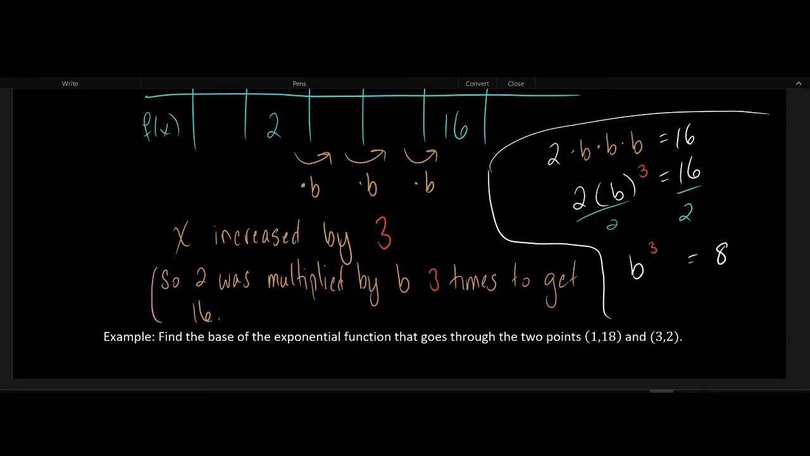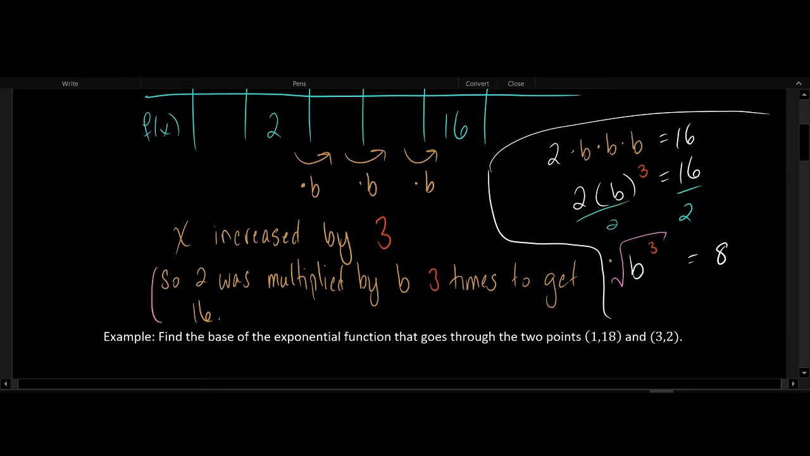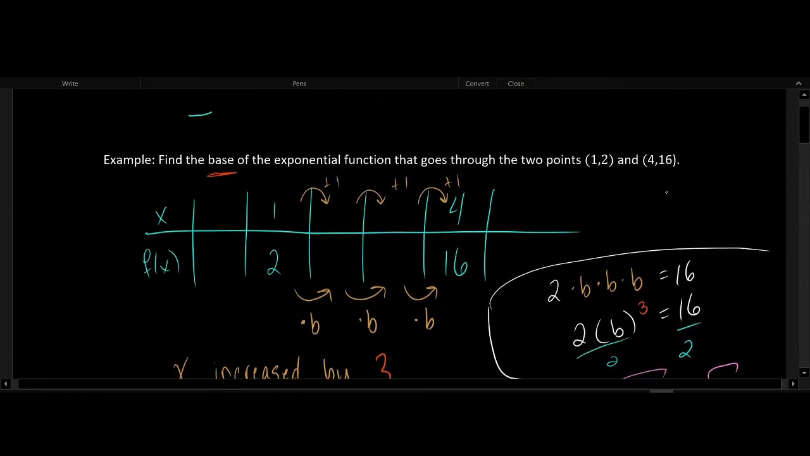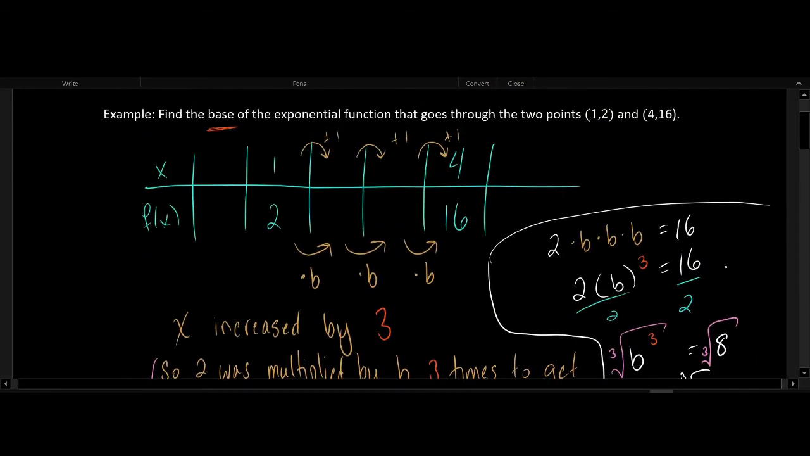And then let's use the nth root where n is 3. And we get b is equal to the third root of 8, which we found yesterday means that b is equal to 2. And this b equals 2 would be our final answer. What is the base of the exponential function that goes through the 2 points 1, 2, and 4, 16? The base would be 2.